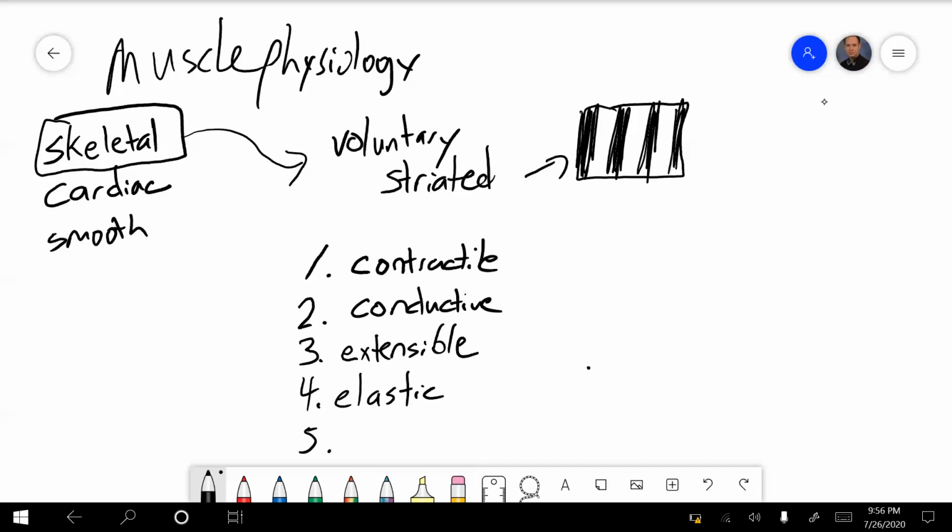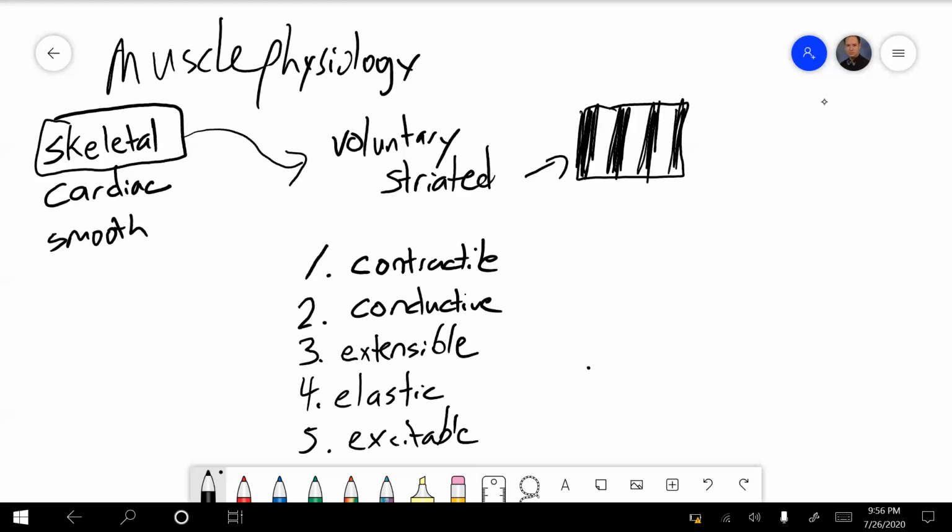And our last characteristic here is that it is excitable. Excitable means that it responds to a stimulus, in this case, that electrical impulse that we'll talk about in just a bit. That's the stimulus that makes it contract. So all muscle tissue has these qualities.